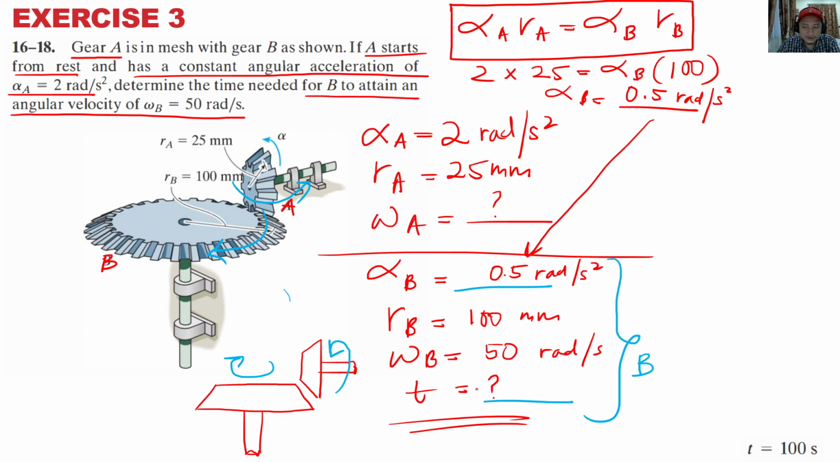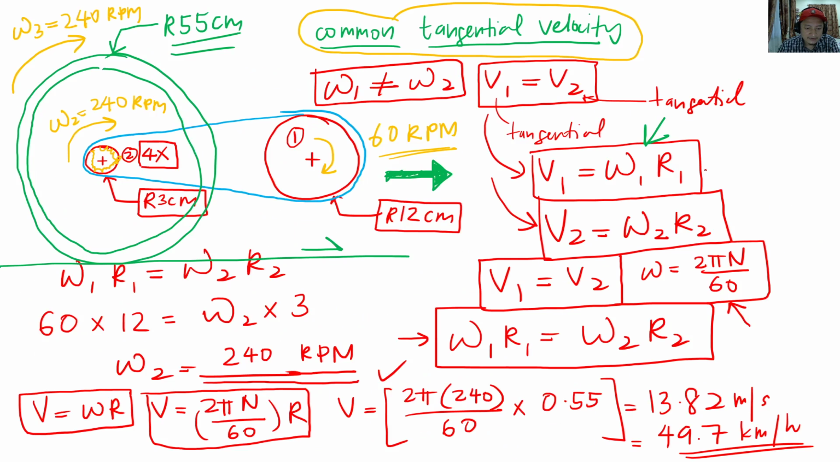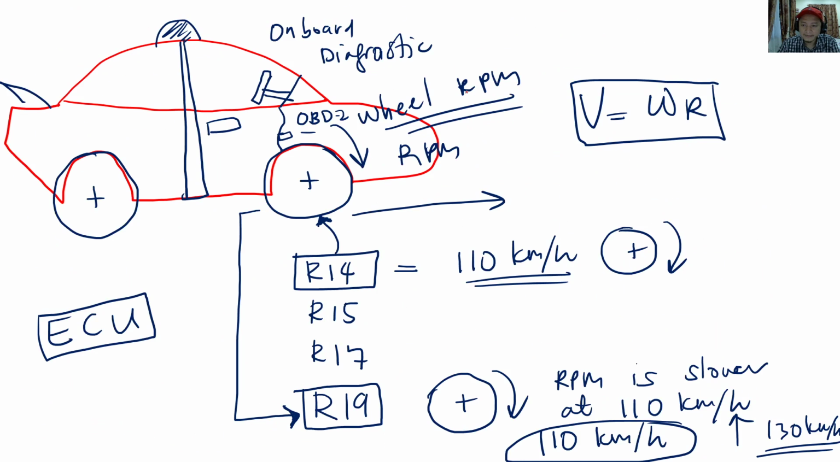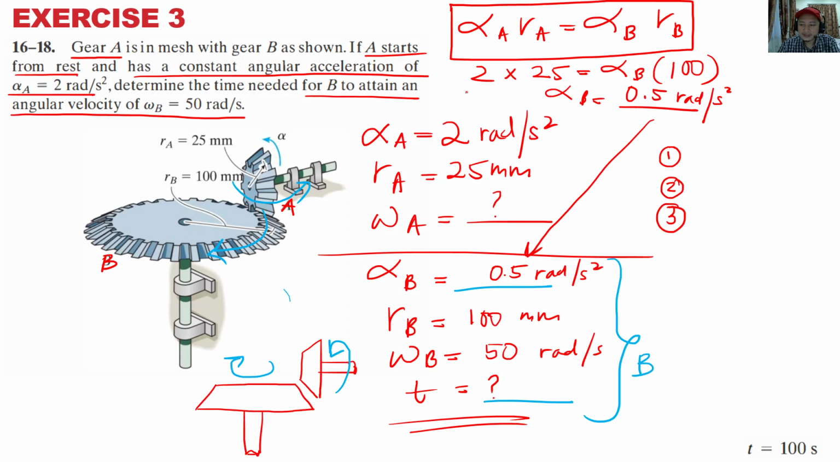Okay, which formula do you use? List down the formulas that you have: formula 1, formula 2, formula 3. All these formulas we have tried already. Which one is good? You cannot use number 3, of course. Number 2, you don't have displacement information, you don't have angular displacement. So you need to use formula number 1.